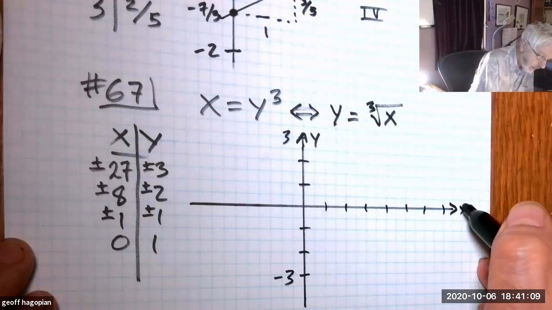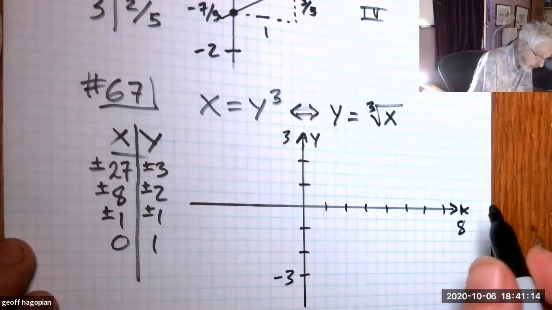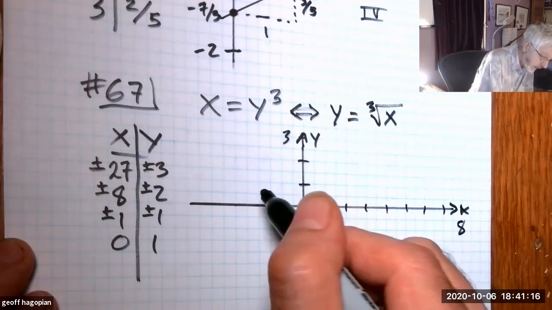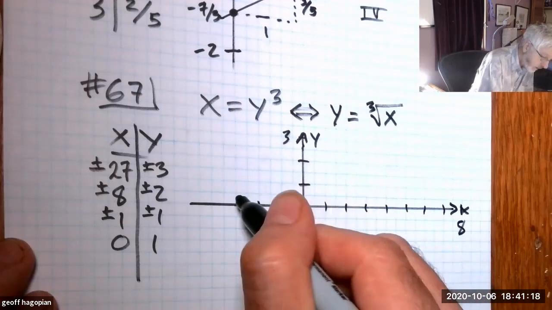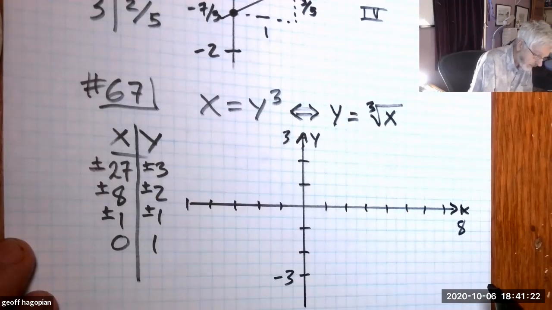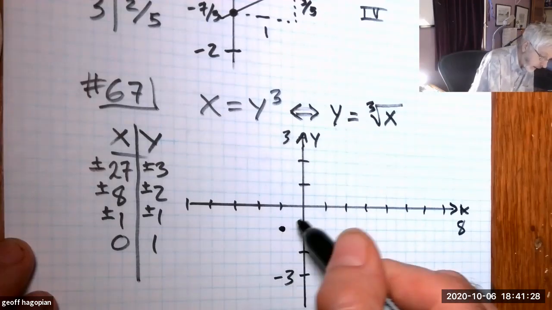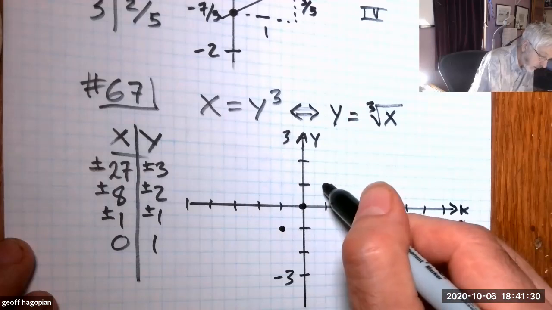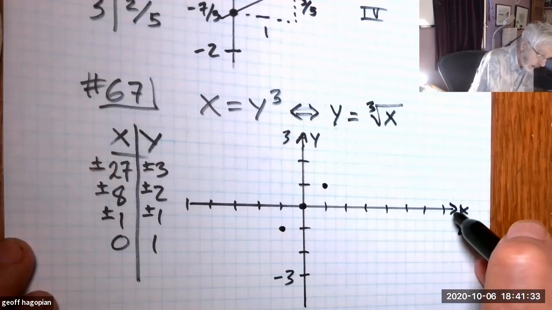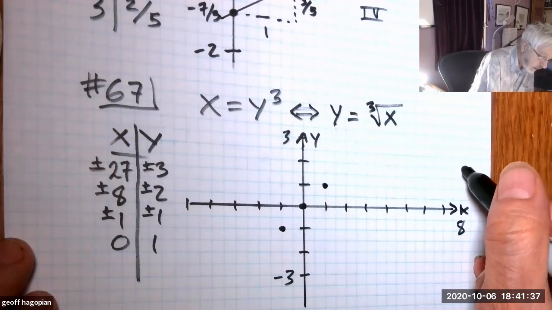Uh-oh. Well, that would be 8, right? And back this way, we're also going to have trouble: 1, 2, 3, 4, 5, 6, 7. That's going to be off the map, but we'll have an idea. So negative 1, negative 1; 0, 0; 1, 1; and 2, 8. So we're all the way over here.